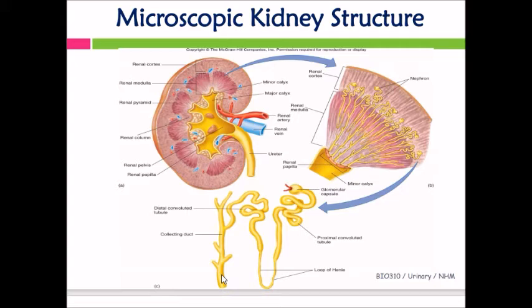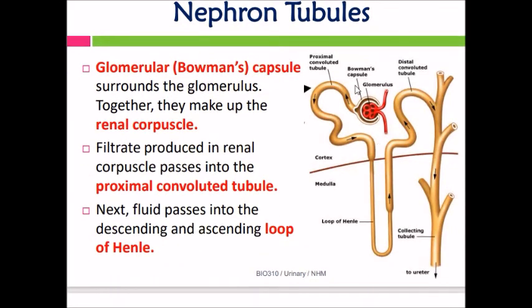So now let's look in more detail at each part of the nephron. The first part is the Bowman capsule. The Bowman capsule surrounds the glomerulus. The glomerulus is actually a pile of afferent arterioles. So what will happen here? They will make up a structure that we call the renal corpuscle.